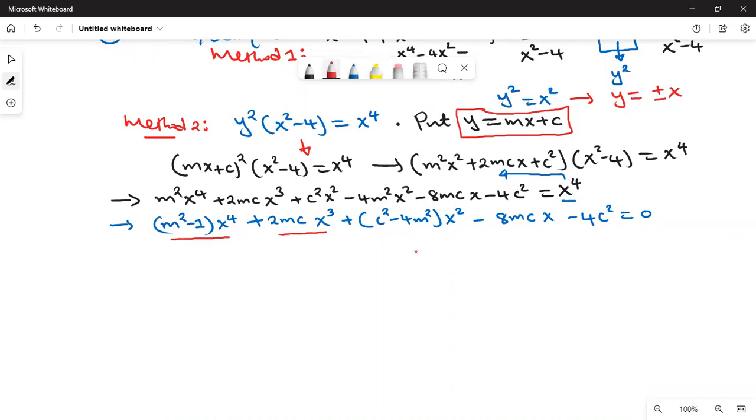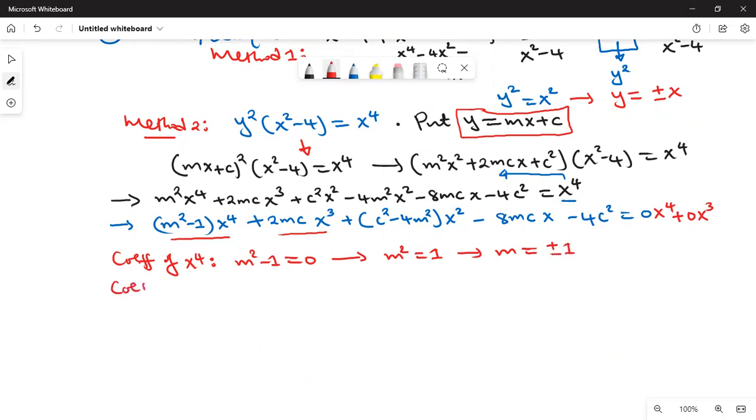So coefficient of x raised to 4. This tells us that m squared minus 1 is equal to 0. I'm equating the corresponding coefficient on the left and on the right. And on the right we have 0x raised to 4 plus 0x cubed plus 0. So from here, when you solve it, you're going to get m squared is equal to 1. Get the square root, you get m is equal to plus or minus 1.